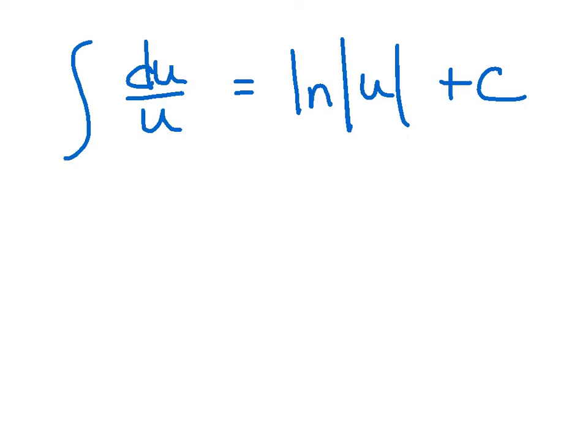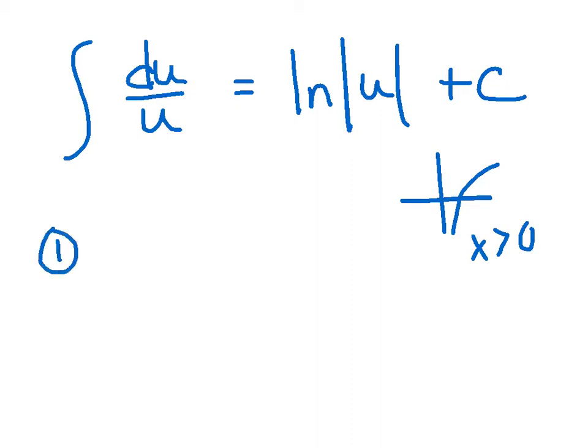Now, why am I using these absolute value bars? Well, recall that if you think of that natural log graph, the x values are greater than 0. So I'm just implying that if my x values are greater than 0, I should have a positive value, hence the absolute value bars.